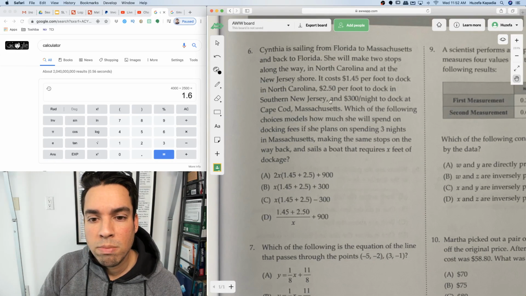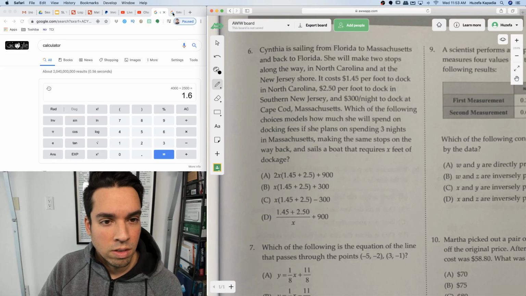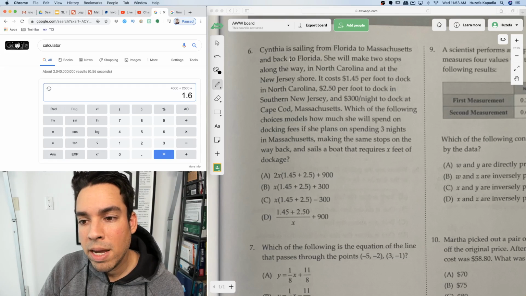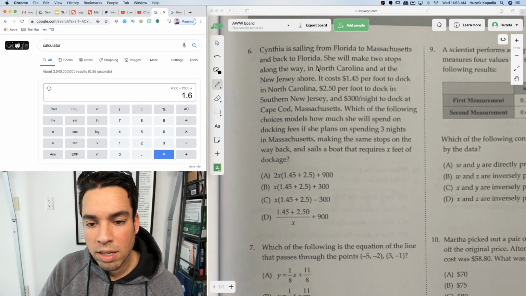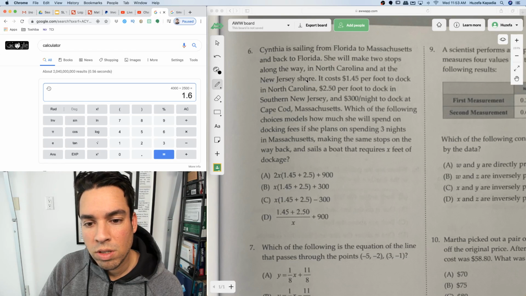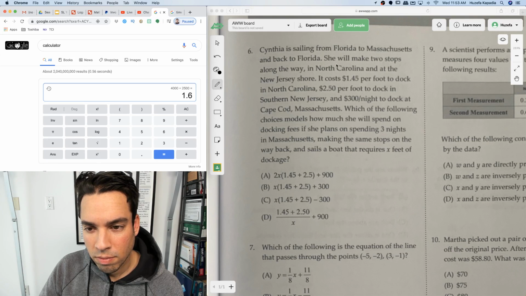All right, 6. Cynthia is sailing from Florida to Massachusetts and back to Florida. Let's see how the time we're doing. Not doing well, actually. She will make 2 stops along the way in North Carolina and at the New Jersey shore. It costs $1.35 per foot to dock in North Carolina, $2.50 per foot to dock in southern New Jersey, and $300 per night to dock at Cape Cod, Massachusetts. Got it. Oh, it's a lot of information.